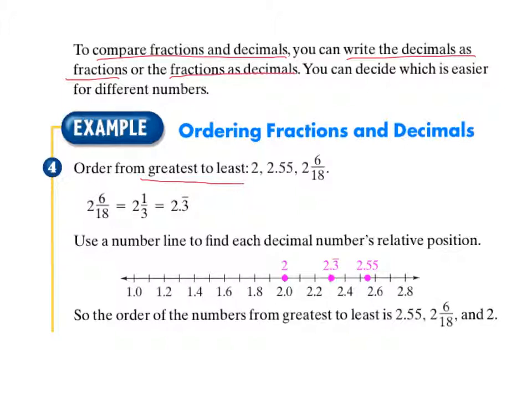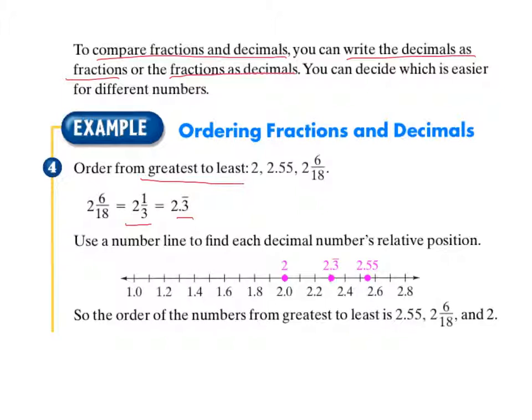So I want to change 2 and 6/18 to a decimal, because 2 is already a whole number and 2.55 is already a decimal. So I don't want to have to change those two. Plus 2 and 55 hundredths is just an ugly fraction. I don't want to deal with that. So I'm going to go to decimals. So 2 and 6/18 will simplify down to 2 and 1/3. And I know just from learning math that the decimal for 1/3 is 0.3 repeating. So 2 and 1/3 is 2.3 repeating.